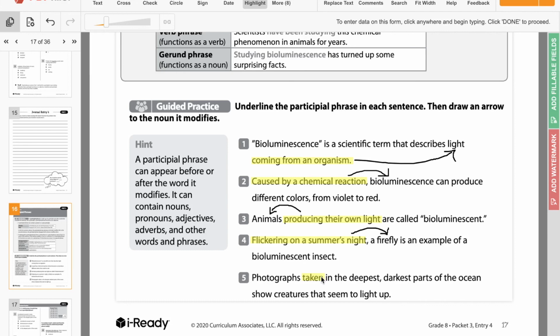It's not being used to break up different parts of the sentence. So if we took off one of these deepest or darkest, let's just read deepest. Taken in the deepest parts of the ocean, that's the end of that thought. The end says show creatures that seem to light up, but that's not part of our phrase. So what is taken in the deepest, darkest parts of the ocean? Photographs. So we are modifying the word photographs here.